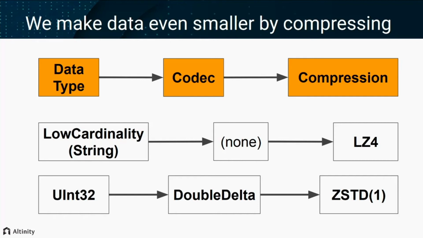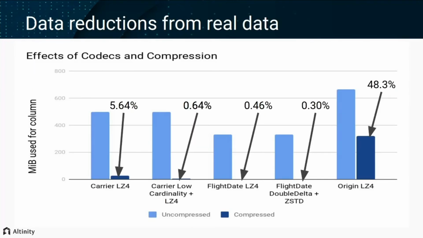Another example, we have an unsigned int 32, so an int. We apply the double delta codec, and what that means is instead of storing the integer values, we're going to store the slope of the integer values. So if it's an ascending value like time or something like that, this can be very efficient. We only store a few bits for each row value. And then finally we apply ZSTD on it. The effect of this can be really spectacular and is one of the big things that ClickHouse does very well.